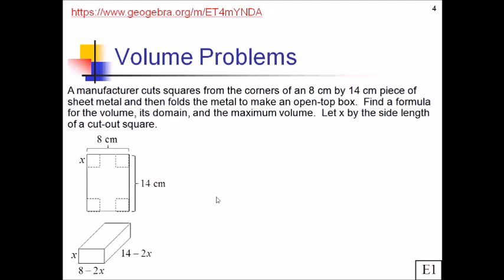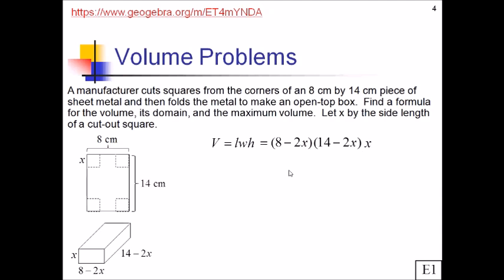Now for volume, we know the volume of a rectangular prism is going to be length times width times height. The length we said was 8 minus 2x. The height was 14 minus 2x, or the width was, and then we have a height of x.